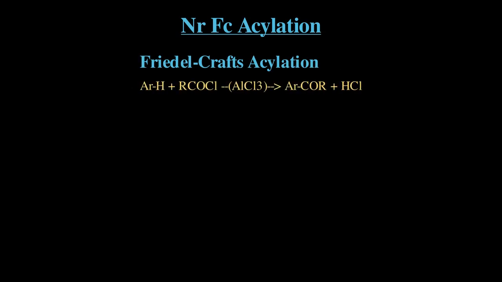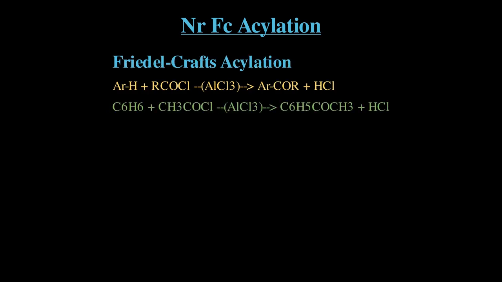Now for a close cousin, Friedel-Crafts acylation. Instead of an alkyl group, we're adding an acyl group, which is RCO. This is perfect for making aryl ketones. The general reaction is an aromatic ring, R-H, plus an acyl chloride, RCOCl. Using our AlCl3 catalyst, we form an aryl ketone, R-COR, plus HCl. Let's take benzene reacting with acetyl chloride, which is CH3COCl. This gives us acetophenone, a very useful ketone, plus HCl.